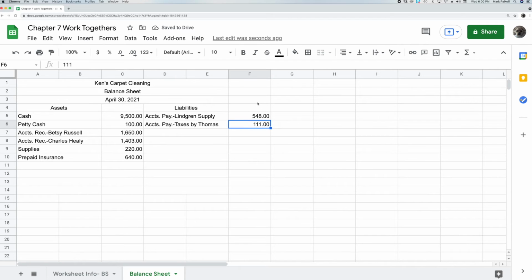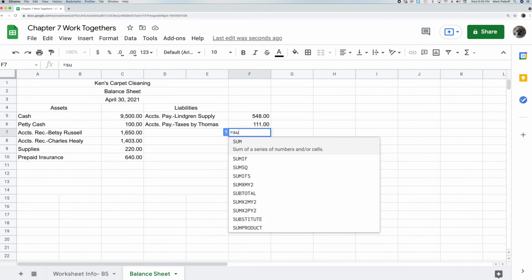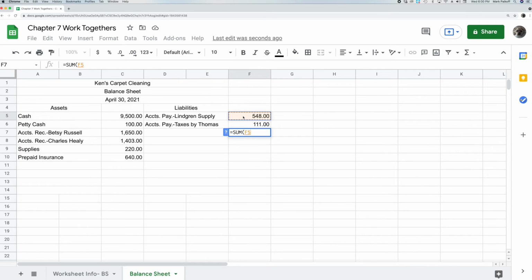Okay, the next thing that we're going to do is draw a single line rule here. And then, using the sum formula, we are going to total our liabilities. So we're going to type in equals sum, and then take 548 and add it to 111. And that will give us $659. And we're going to identify that as total liabilities.